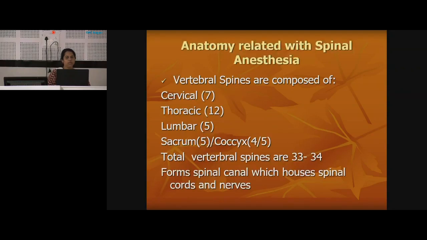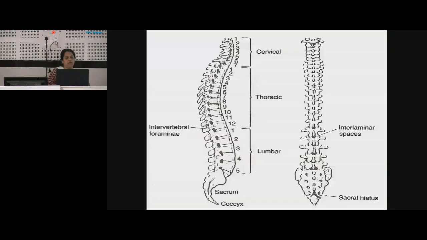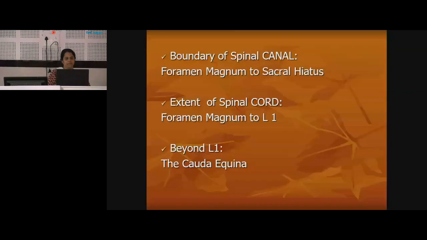So what is the anatomy related with spinal anesthesia? We all know that there are 33 to 34 vertebrae in the human body, and when they are stacked together, that forms a spinal canal. There are 7 cervical vertebrae, 12 thoracic, 5 lumbar, 5 sacral, and 4 to 5 coccygeal. And all this forms a spinal canal.